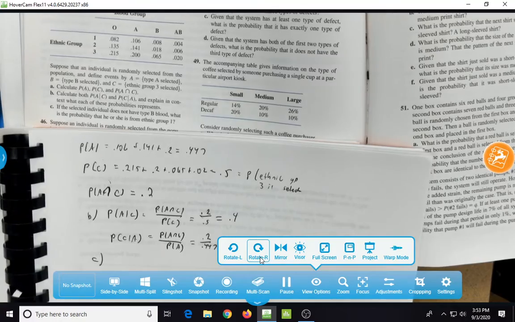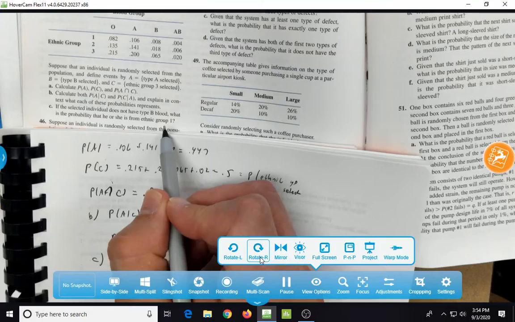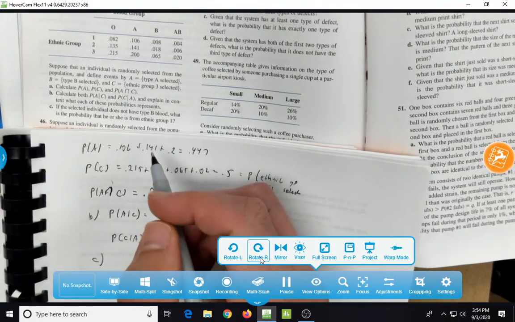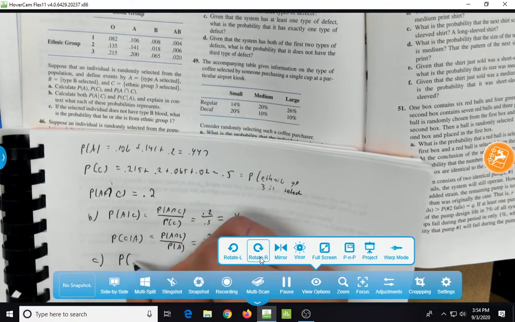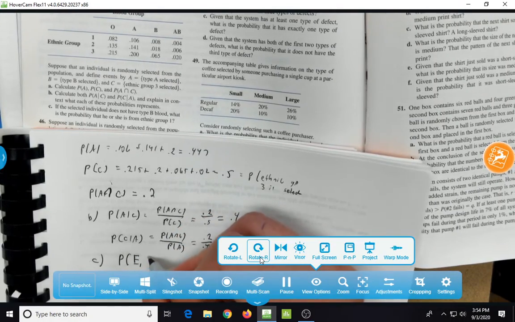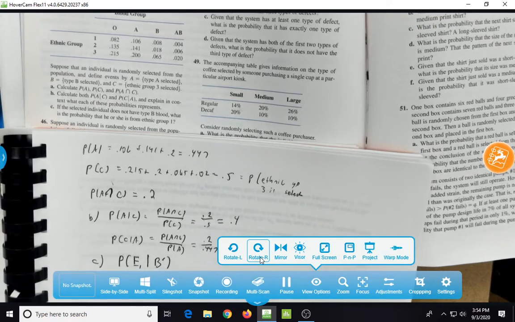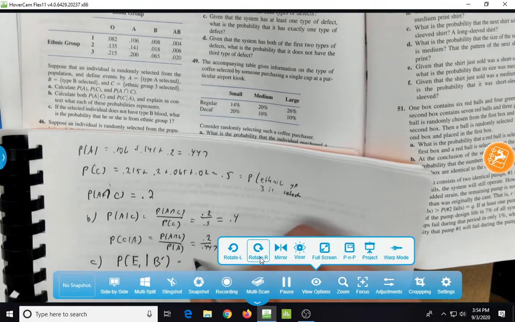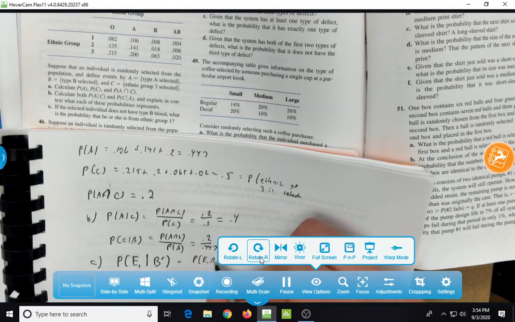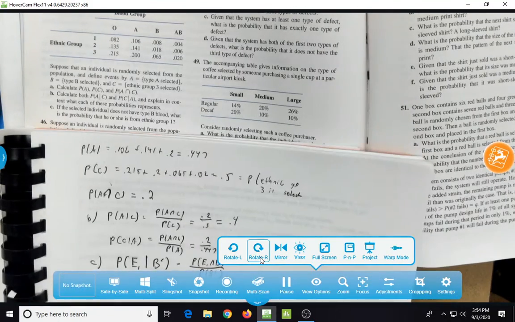And here we're going to get into a Bayes theory problem. If the selected individual does not have type B blood, what's the probability that he or she is from ethnic group 1? So what we would have then is the probability of ethnic group 1, let's just represent that by E1, given that they don't have type B blood. So we'll call that B complement. So this would be, again, the probability of E1 intersect B complement all over the probability of B complement.